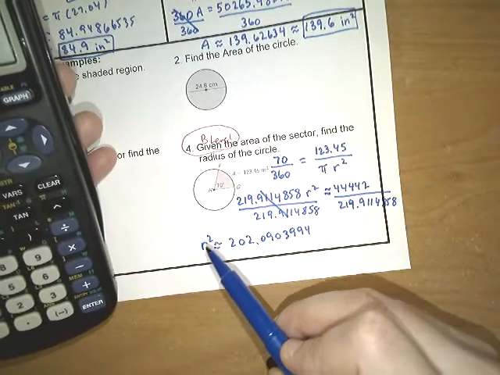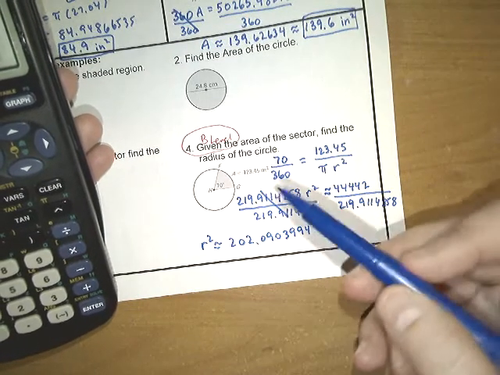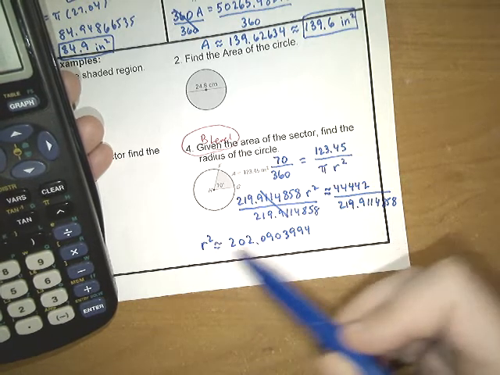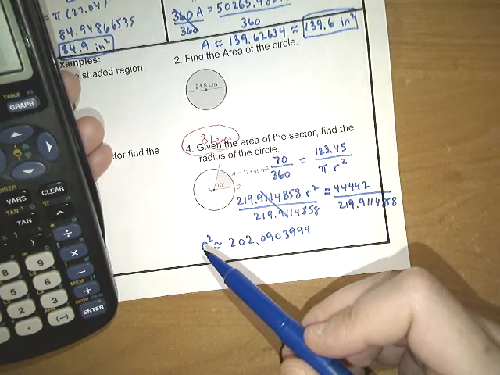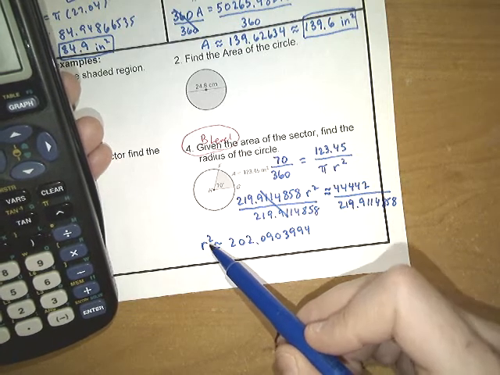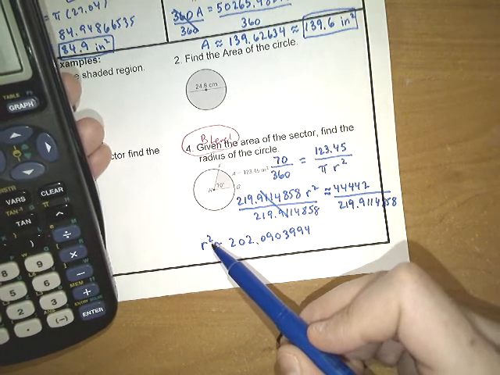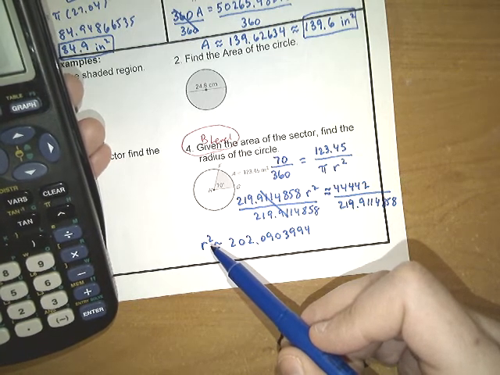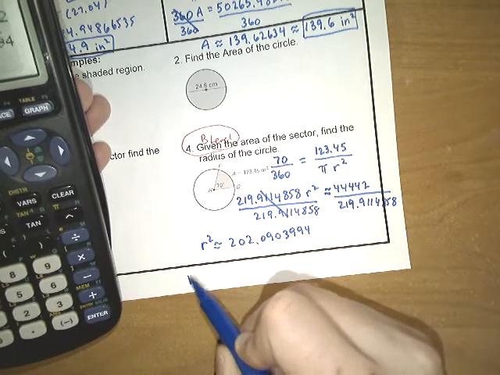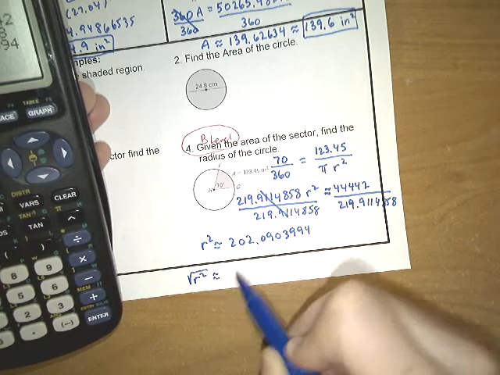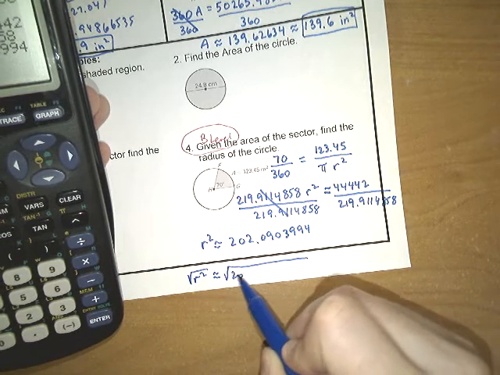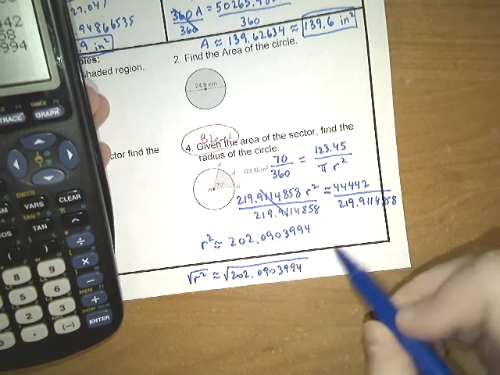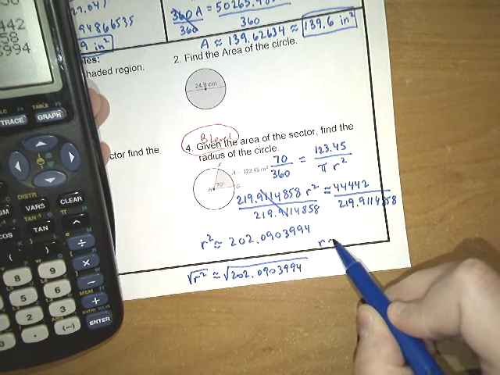I'm not done because this is r squared. I want to find the radius, not the radius squared. So I have one little element now to remove from this equation so that I can have just r on the left side, and that's this square. How do I get rid of a square? You guys already know this, most of you, right? Use a square root. So if I square root on the left side and I square root on the right side, I will finally be able to figure out what r is.